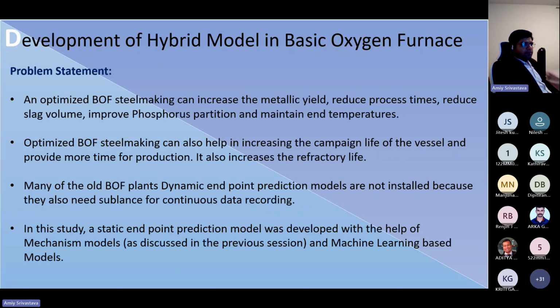And also, what will happen if metallic yield is lost? It means in every heat we have lost some steel somewhere. Maybe it is going to the slag or it is oxidized. Something is happening over there.